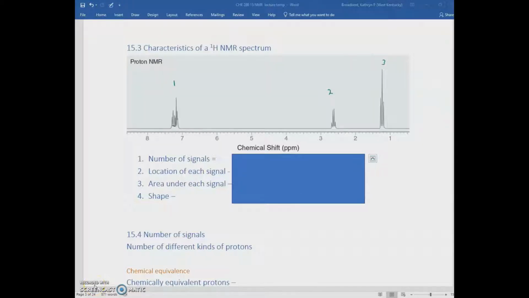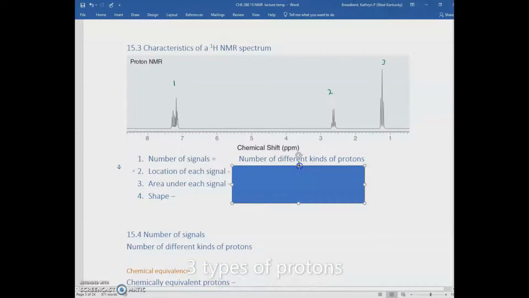So this is what a typical NMR spectrum is going to look like. There are four things we'll be looking at. One will be the number of signals, because that tells us the number of different kinds of protons that are present. In the compound above, there are 4 different types of protons.